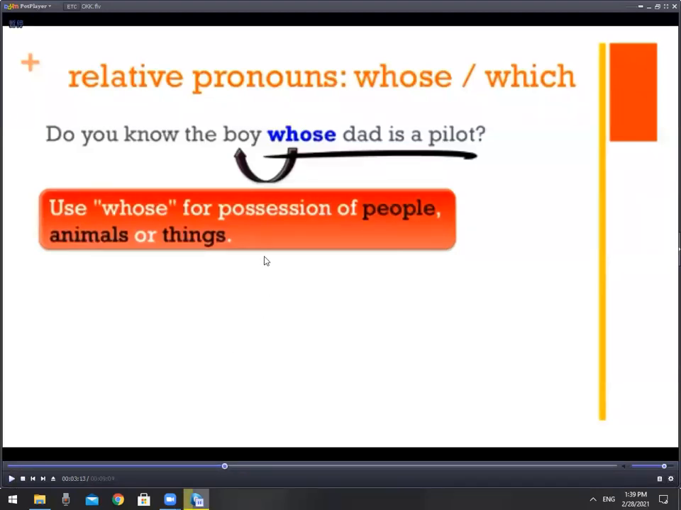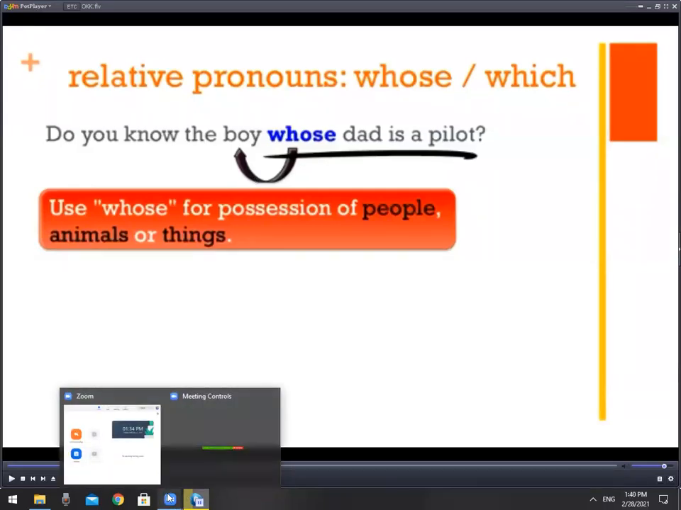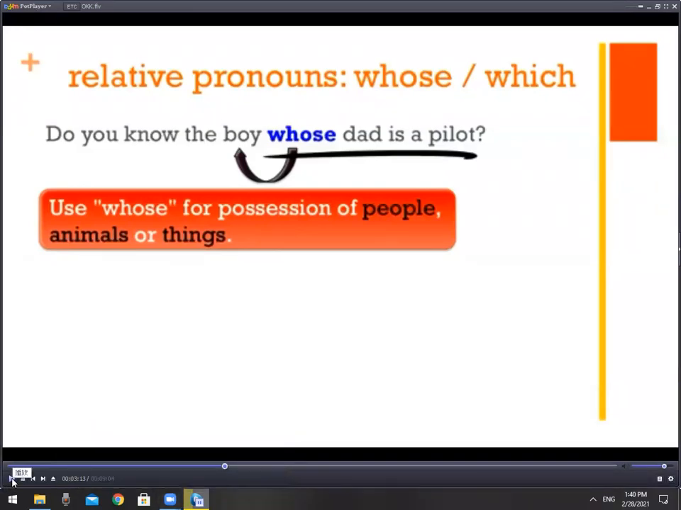Okay, is that point clear right now for you? Whose? Yeah, guys, is that point clear for you? Whose? Yes, that's clear and easy. So, possessions of people, animals, things, or objects that belong to you, we use whose to join the sentences together by using whose as a relative pronoun.